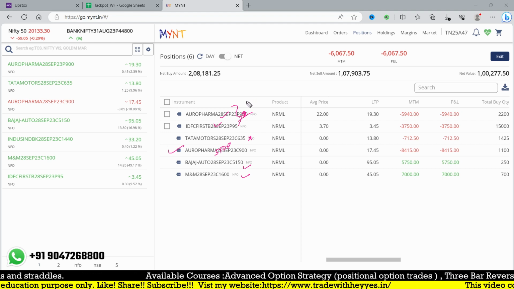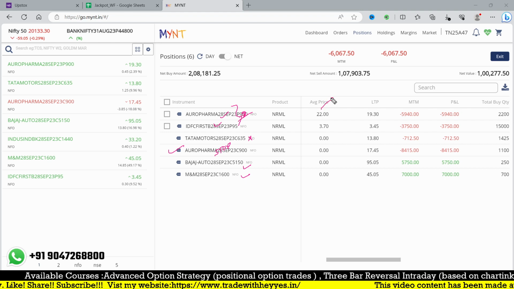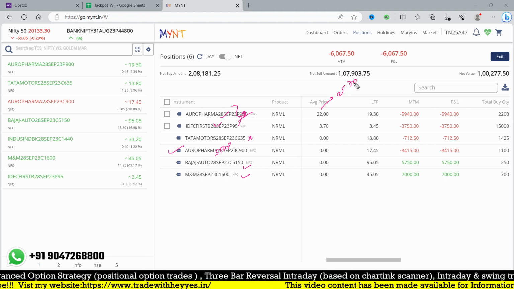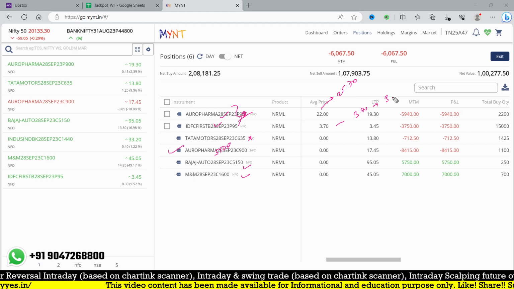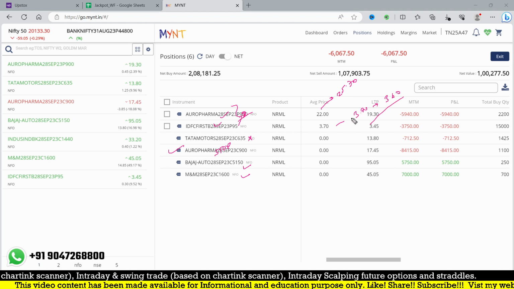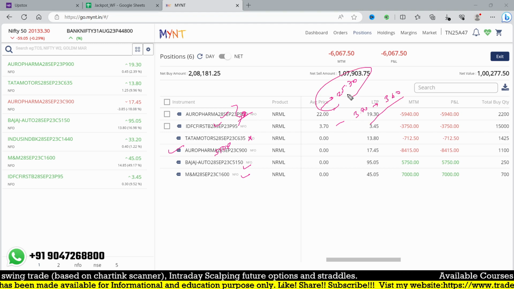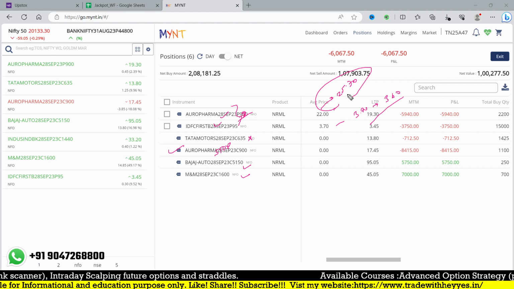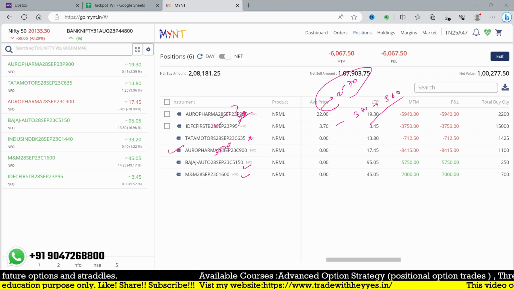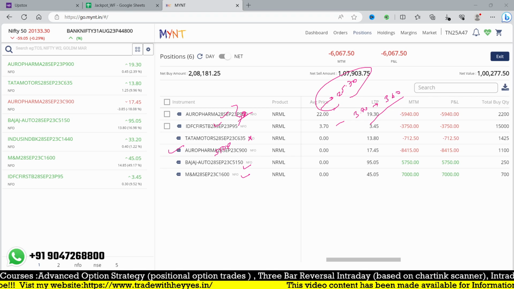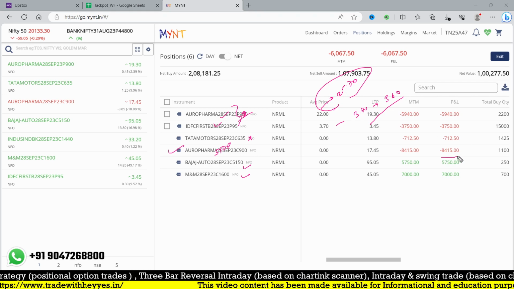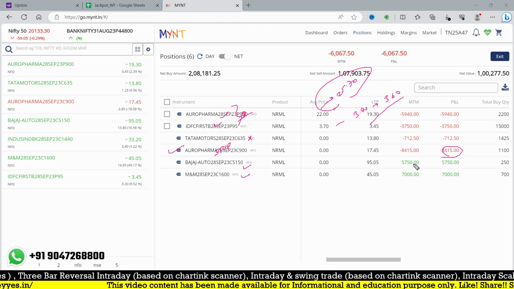Which I've taken for positional, even though this went from 22 to 25.7, and this one has not moved 3.7, and it closed at 3.6. That's the final price. This gave you profit, but I was not able to book it due to some time issue. But that gave you around 8,000 plus, and this loss can be covered based on our advanced option strategy.